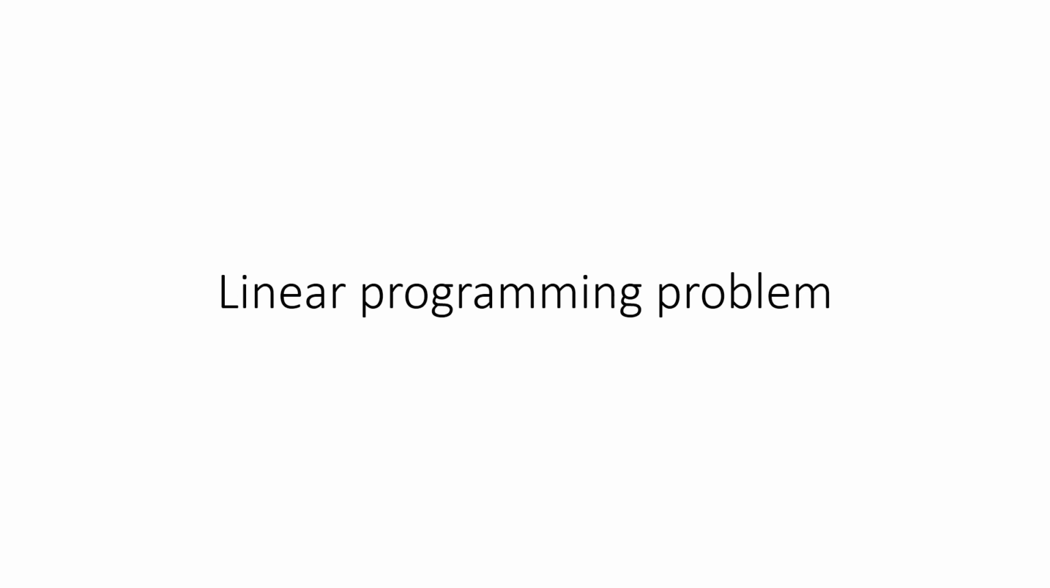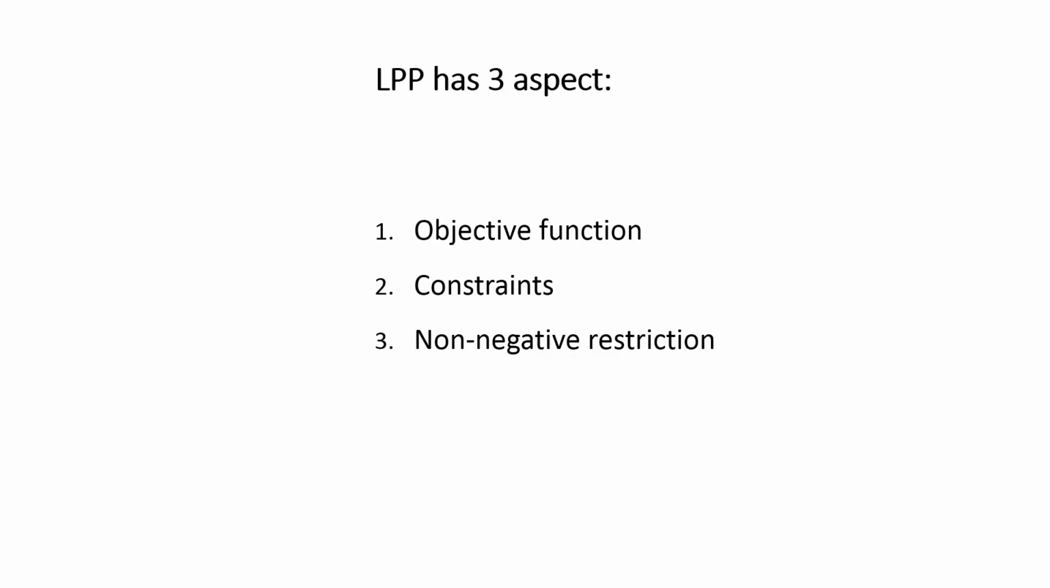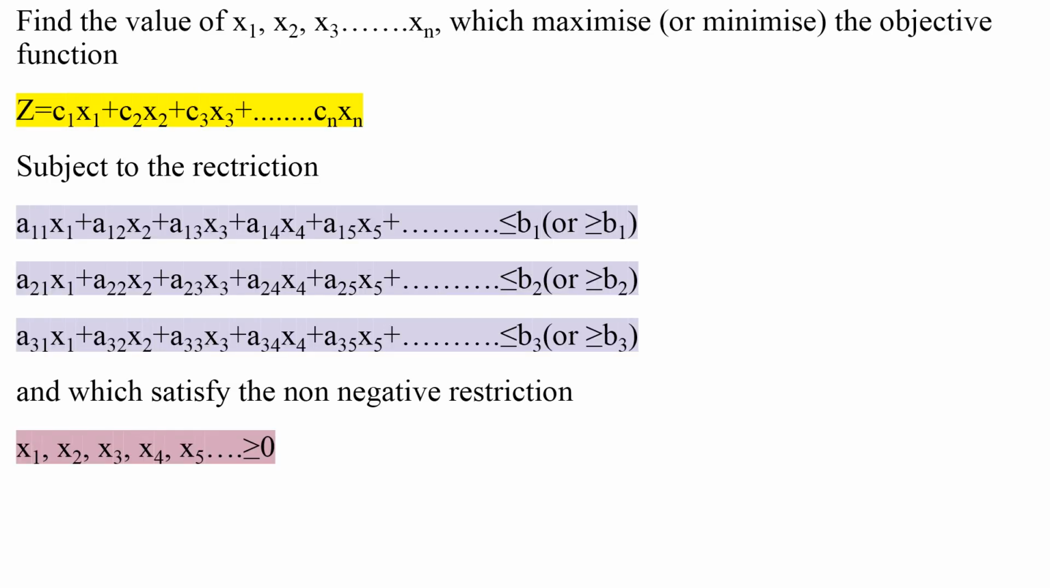Hello everyone. So today we begin with the linear programming problem. A linear programming problem has three aspects. First is an objective function, second is a constraint, and third is a non-negative restriction. So let's see, find the values of x1, x2, x3 up to xn which maximize or minimize the objective function.